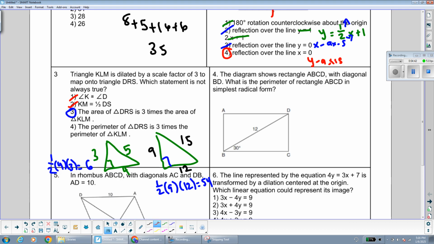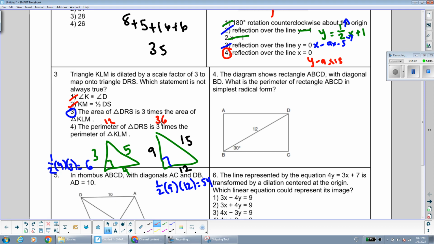Let's check out the perimeters though. If I add all the sides, 3, 4, 5, so perimeter of one is 12. The perimeter of the other, let me add it on my calculator. 9 plus 15 plus 12, 36. Yeah, the perimeters are in that ratio.